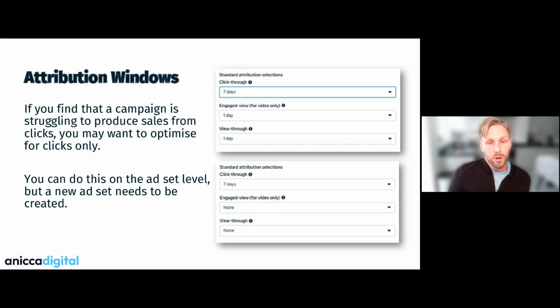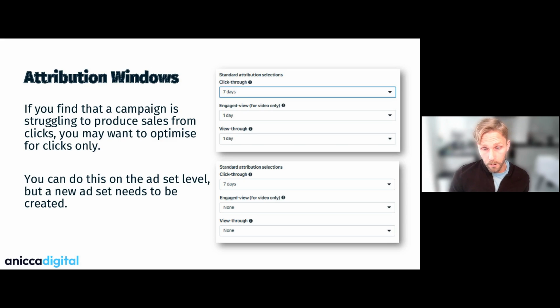So in some cases, you find that you're getting a lot of sales or conversions on the top level, the default level. That's set as 7 day click, 1 day view, 1 day engaged view. If you're really struggling to get the click sales, then you might want to go in and change it. An optimization could be to change it to 7 day click only.